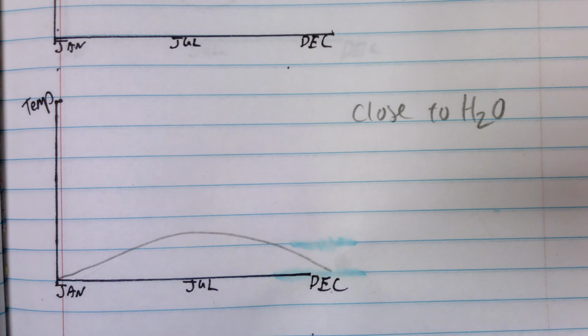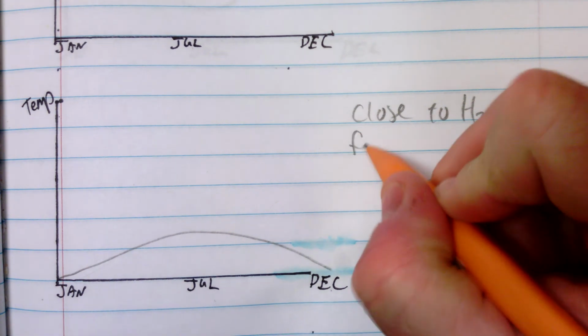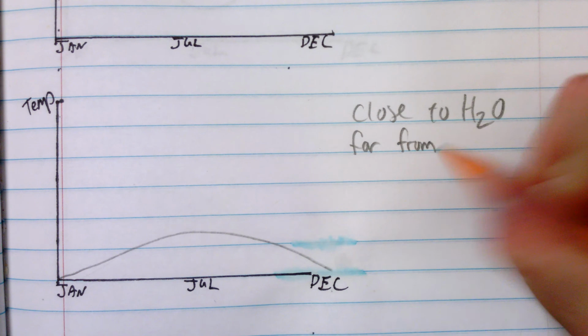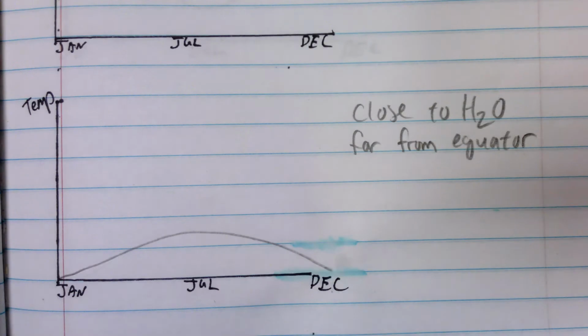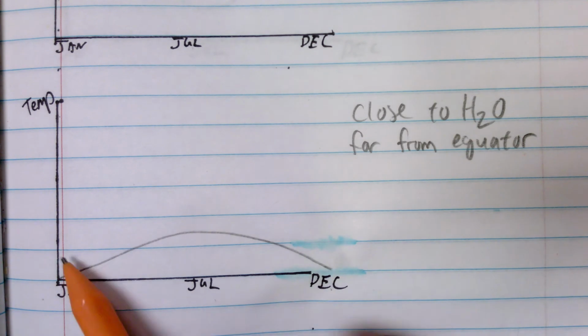Because that water is going to stay about the same temperature all the time. Now, this is a place that is probably far from the equator. Now, it's close to water, but it's far from the equator. Well, how do we know it's far from the equator? Because look where the temperatures are. The temperatures are cold. So you're talking about a place that doesn't get a whole lot of sunlight. Where are the places on our planet that don't get a lot of sunlight? Well, really far from the equator.